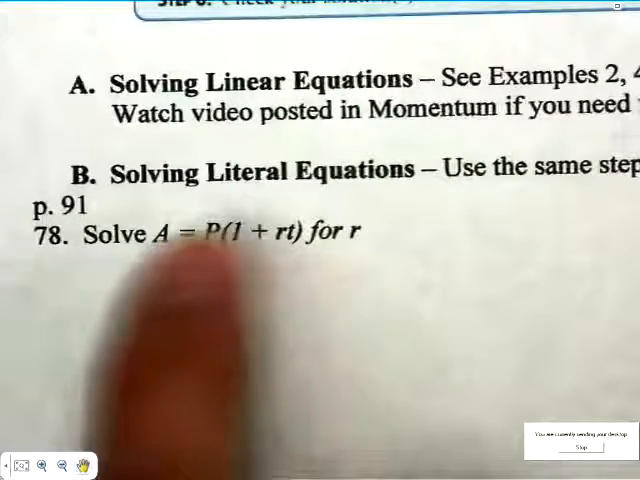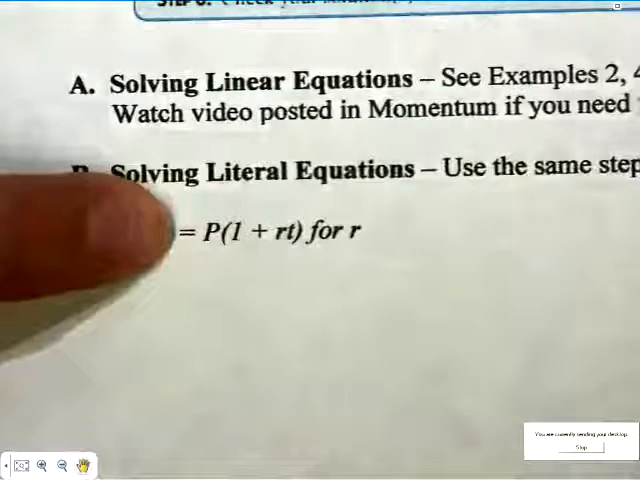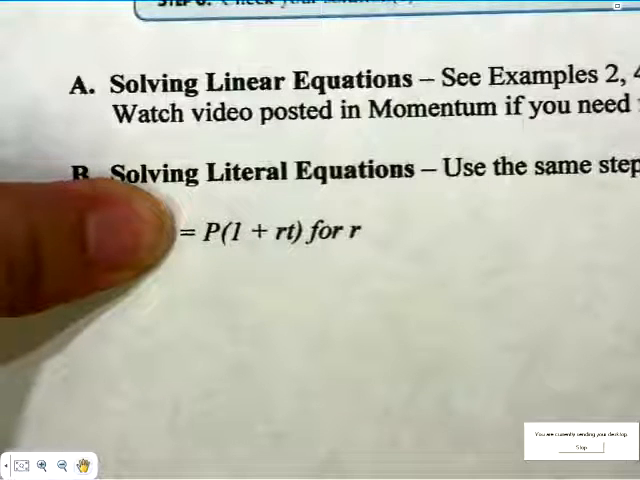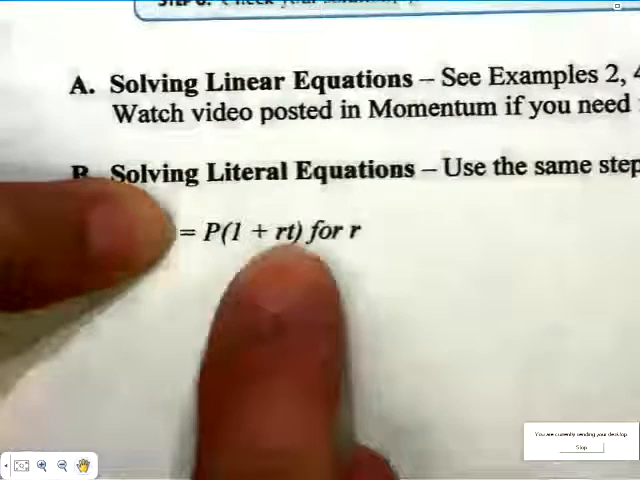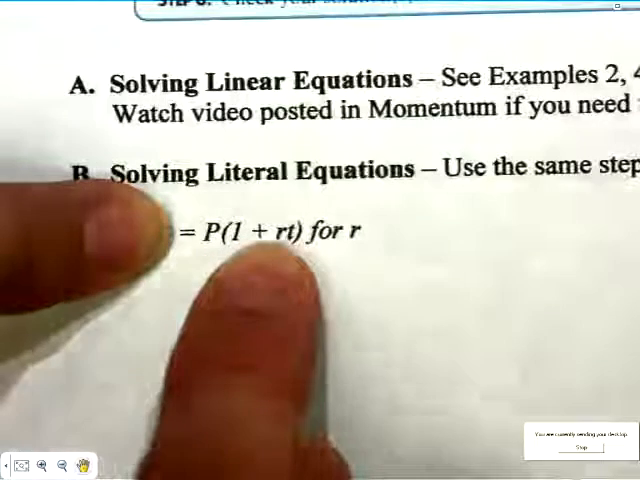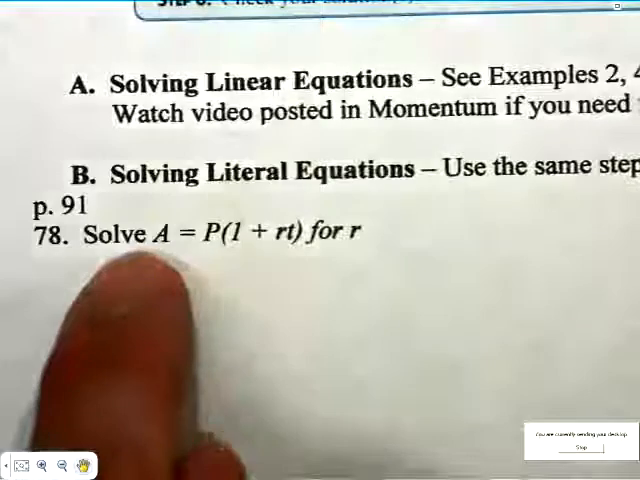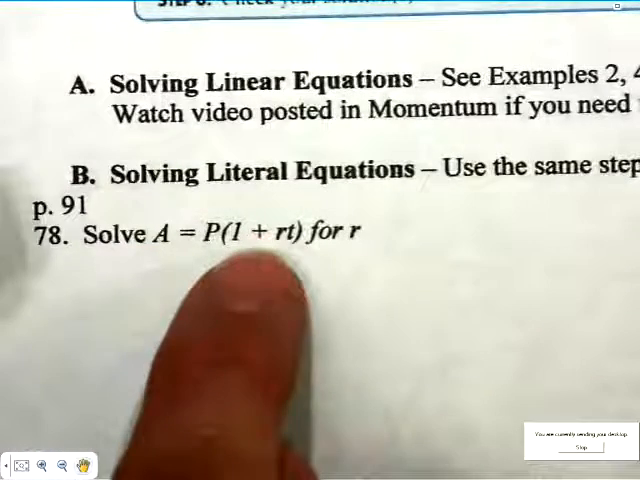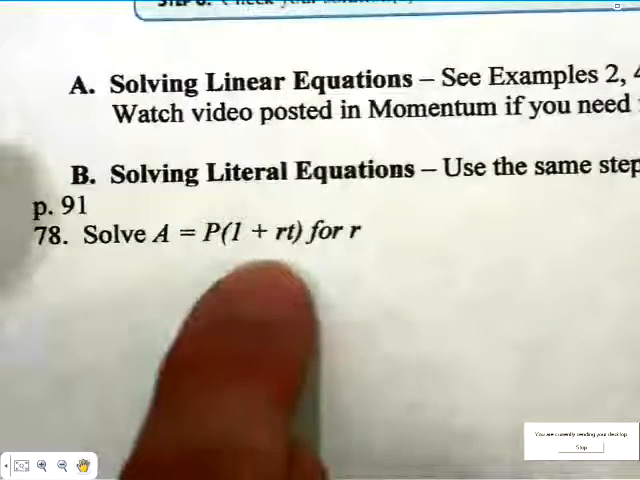I can just type into one column of Excel that this cell is going to equal P times 1 plus RT, and type those numbers in and boom, it's good. However, if I need an equation to find the interest rate that I need in order to grow, let's say, $1,000 into $1,500 in 2 years, then I need to know how to solve that equation for R. And that's all we're doing here.